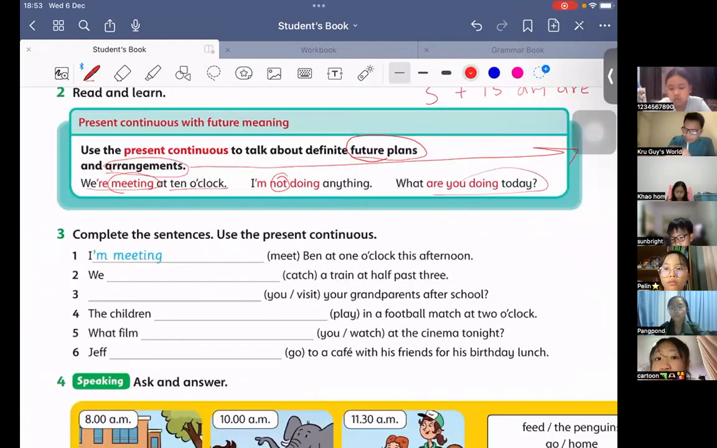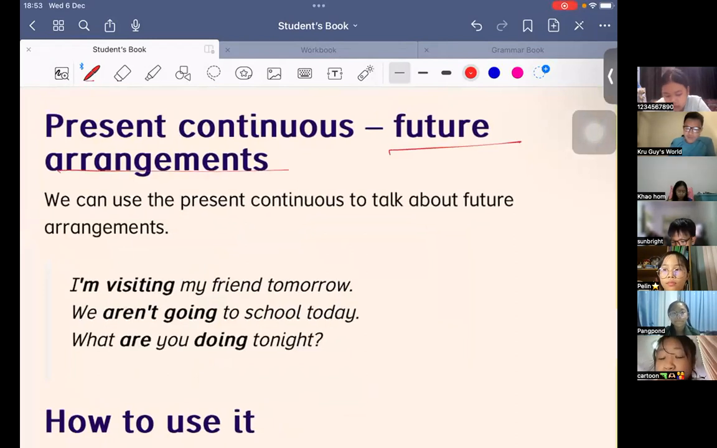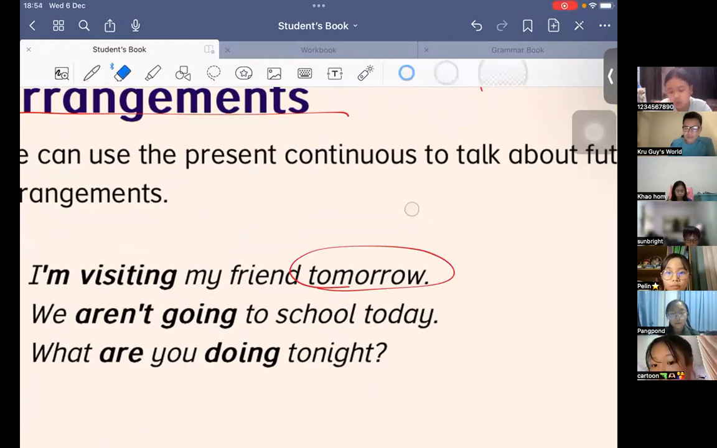So before we do this, look at this. Future arrangement or future plans. We can use the present continuous to talk about the future arrangement. I'm visiting my friend tomorrow. Tomorrow is the future, right? This is a future one.